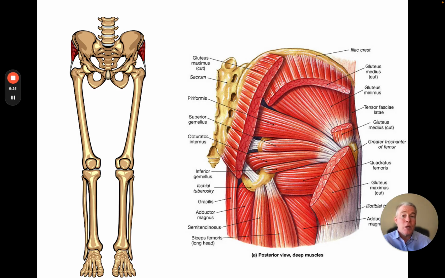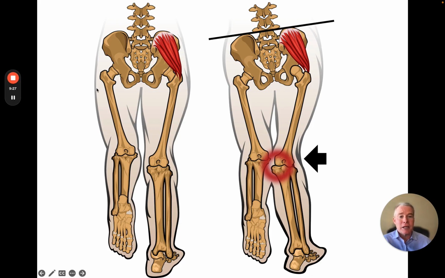When somebody has weakness of the gluteus medius, in this case on the right side, this patient has a weak right gluteus medius that allows their pelvis to drop on the opposite side. It also allows the knee to dive inward into valgosity. When the knee dives inward into valgosity, we're getting stress along the medial collateral ligament. That's getting strained. But we're also getting a pull of the patella laterally, and that's where this problem starts.